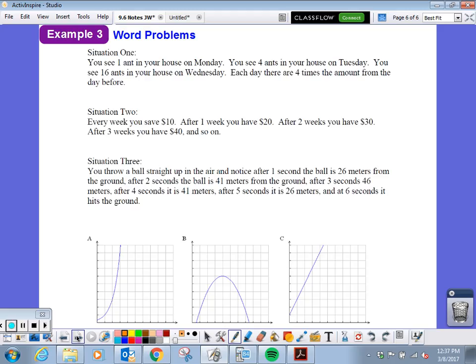Situation 1. You see 1 ant in your house on Monday. Then you see 4 ants in your house on Tuesday. You see 16 ants in your house on Wednesday. Each day there are 4 times the amount from the day before. So, are these all being added or subtracted by the same amount? No, they're all being multiplied by the same amount, which means this is exponential, which means this is graph A.